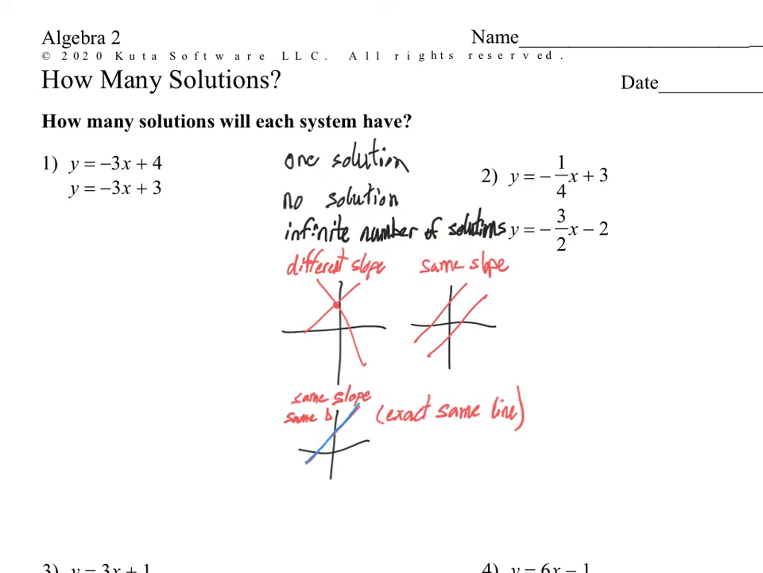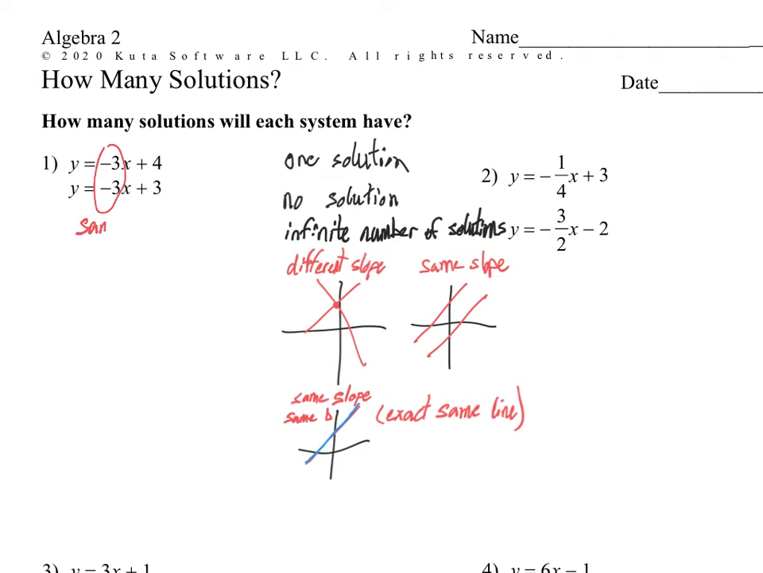Okay, so if you see the exact same equation, then it's an infinite number of solutions right away. If you see the same slope but different b, a different y-intercept, then those would be no solution because they never cross. If you see different slopes, you're done right there. There's one solution.